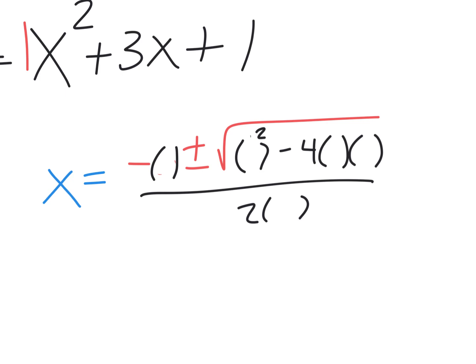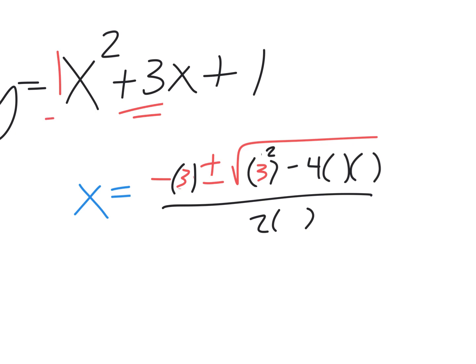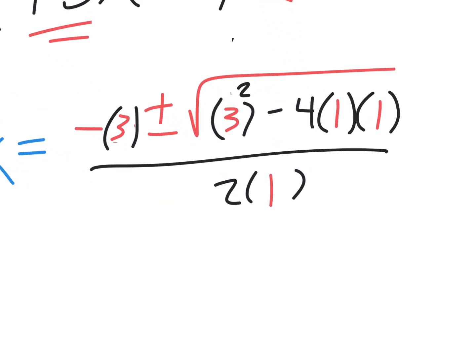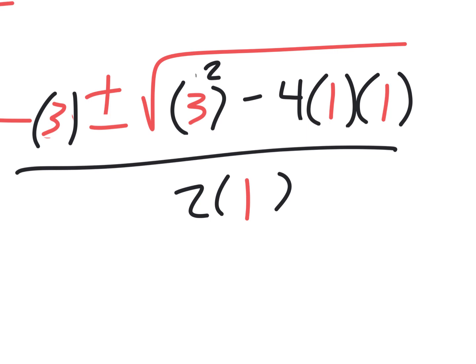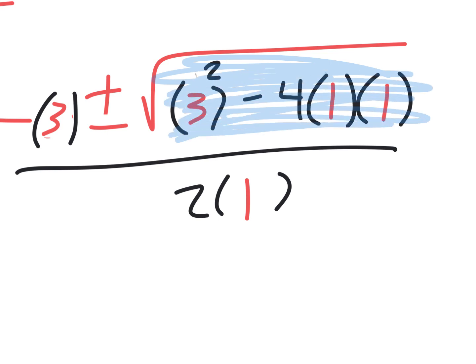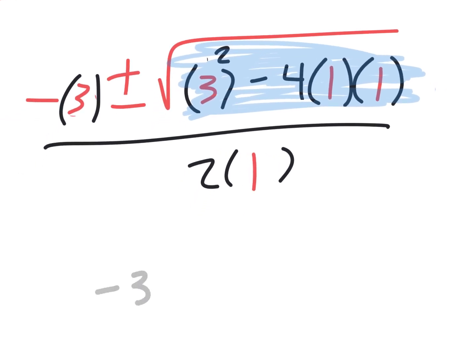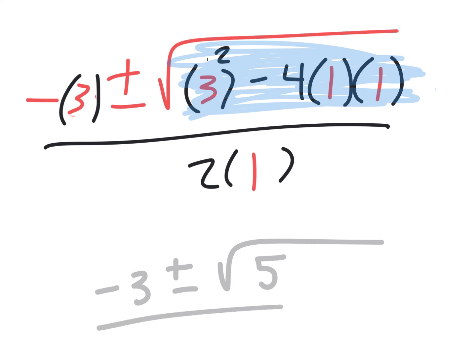And then I go, b is 3. So I put in a 3 here and here. A is 1. There and there. And c is 1. There. Cool. Where did I say the difficult part was going to be? Square root, this part. So, let's see if you were careful. Negative 3 plus and minus the square root of 9 minus 4, which is 5, all over 2.